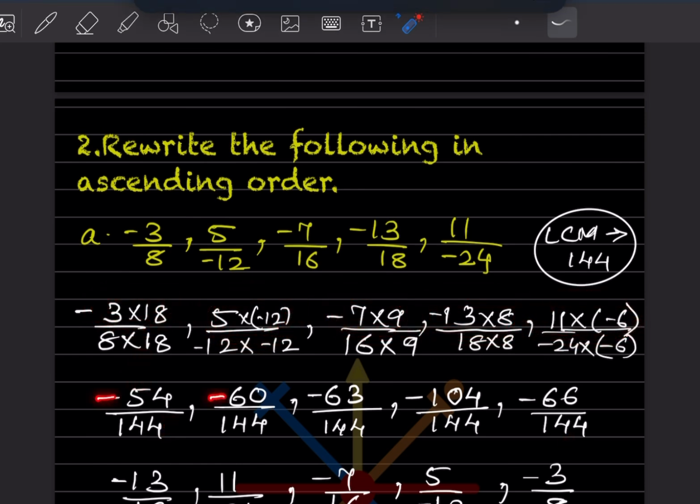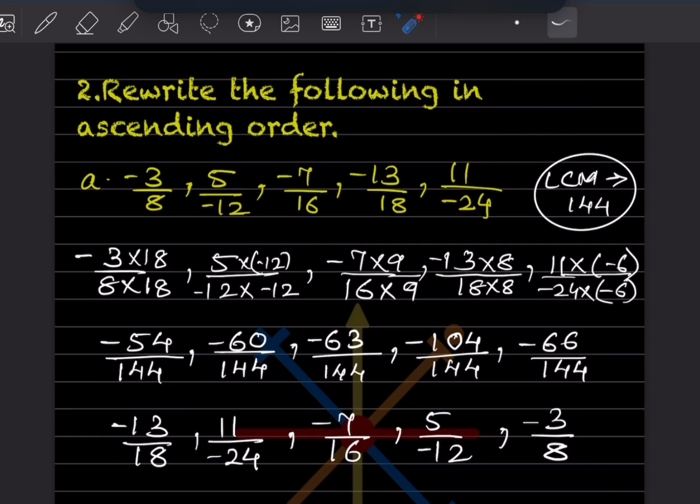Now you can see everywhere there is a negative sign. So now what we have to do, we have to arrange in ascending order, means small to big. So in negative, whenever there is a negative, the bigger number is going to be the small one. So this one is going to be the first one. So for this one, that is going to be minus 13 by 18. So this is first because this is the bigger number, so this is going to be small because this is negative. So this will be minus 13.